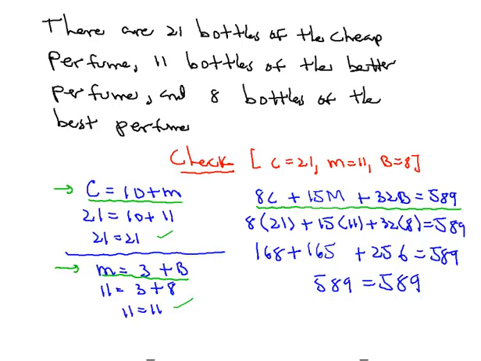Then the third equation in our system was 8C plus 15M plus 32B is equal to 589. So replacing the C with 21, the M with 11, and the B with 8, we then get 168 plus 165 plus 256, and that total on the left-hand side then is indeed 589, so those values check in that equation. So we're all happy that everything works out.